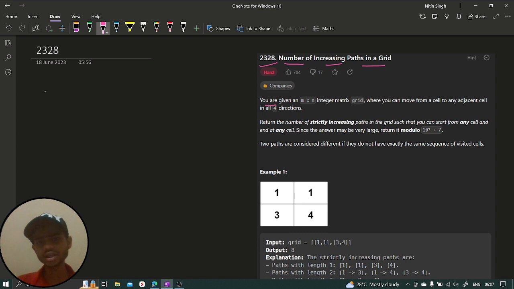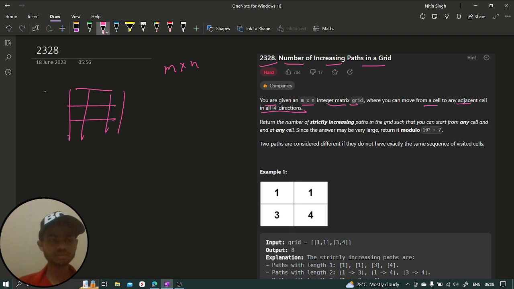The problem says you are given an m times n integer matrix grid. So one thing is clear: what is given is a matrix, and the size is going to be m cross n. This means it is not necessarily a square matrix, where you can move from a cell to any adjacent cell in all four directions. So guys, if this is a matrix, four directions is nothing but what? For a cell you can move up, right, left and down. These are the four directions where you can move, right?